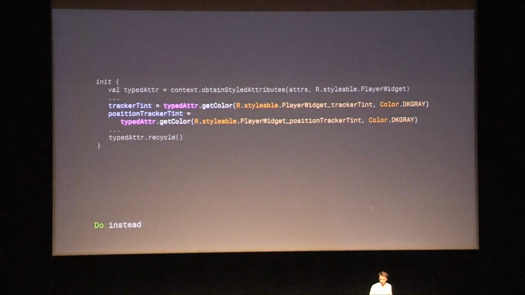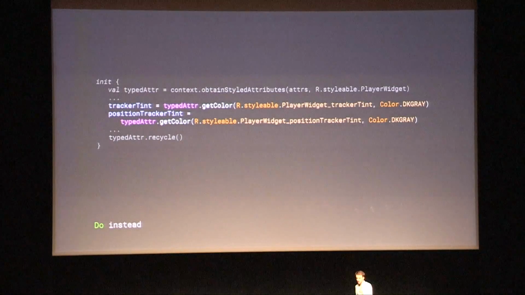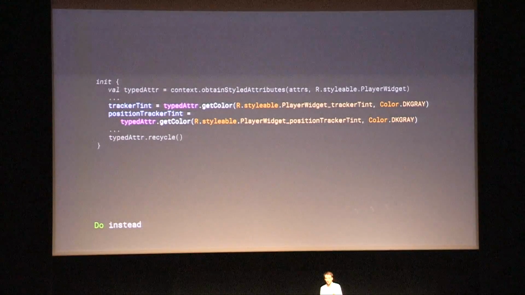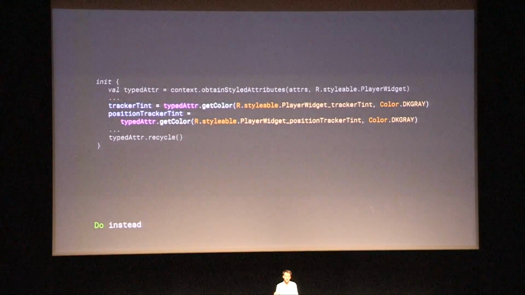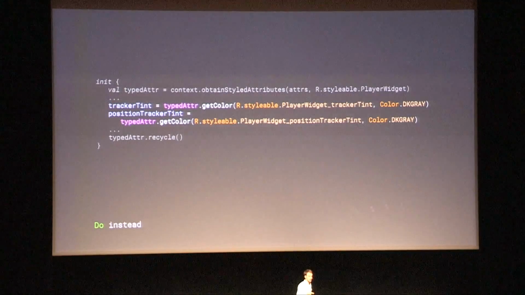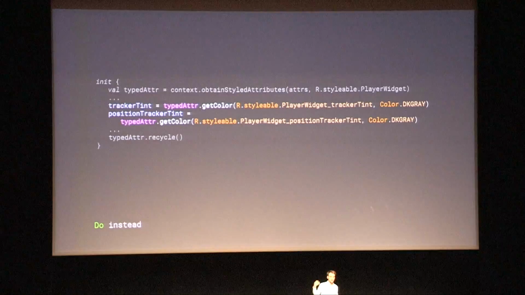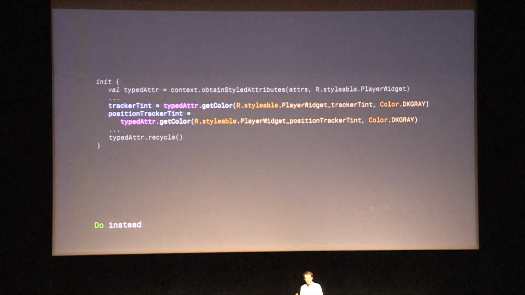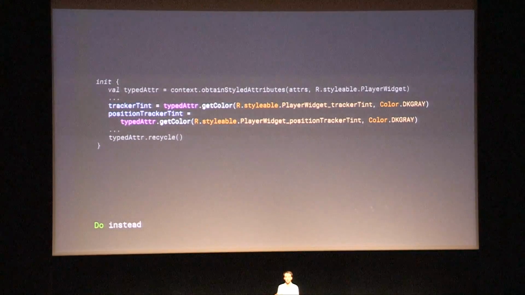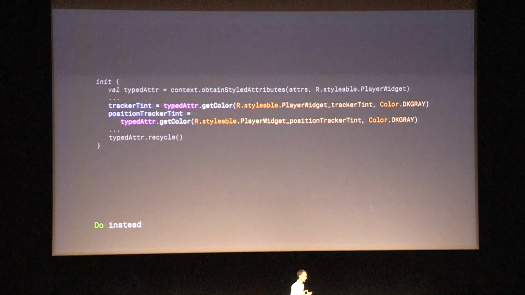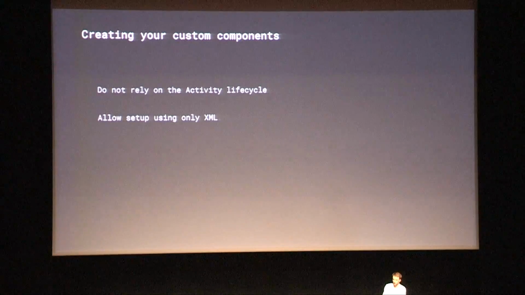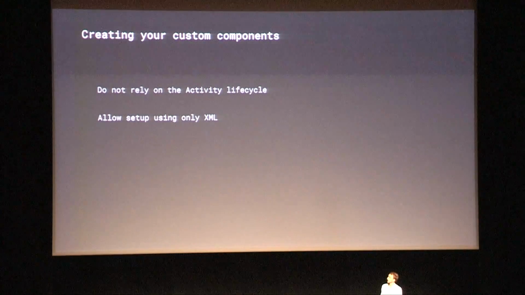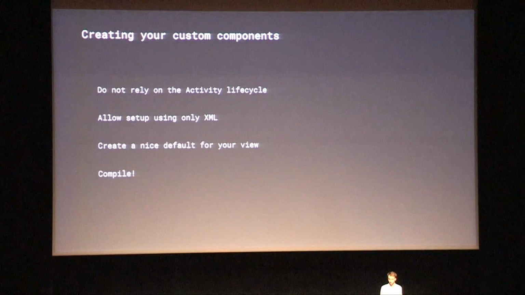So instead of setting the colors in the onCreate method, what you can do is create your styleable attributes, and then you can provide those colors within XML. Here we define the player widget tracker tint and player widget position tracker tint attributes. And then in your XML, you can pass the right color. So don't rely on the lifecycle, allow setup within XML, and create some nice defaults for your views.